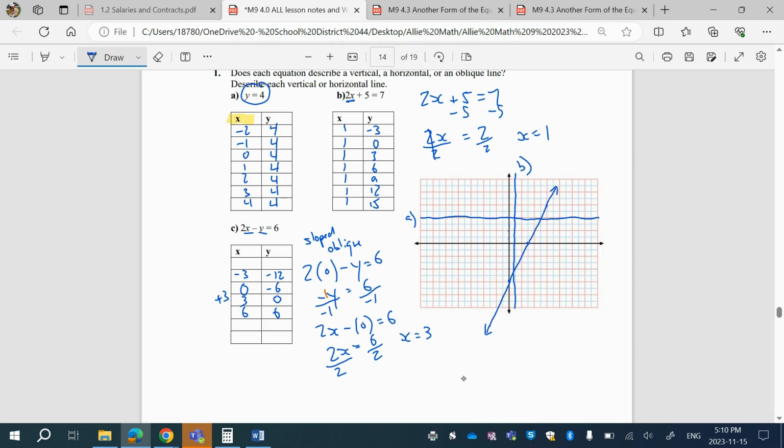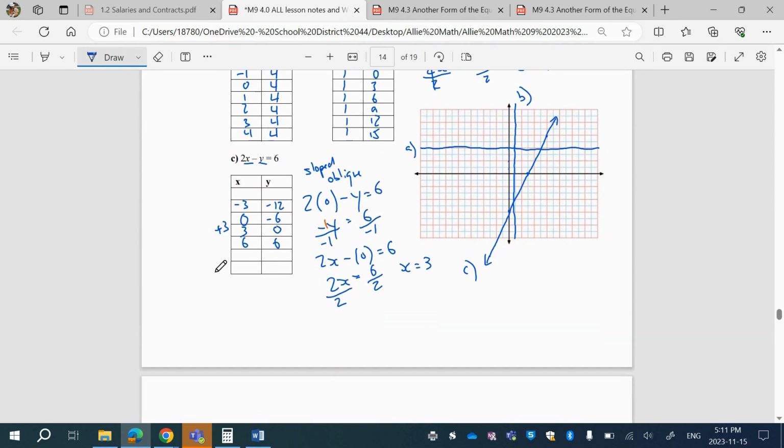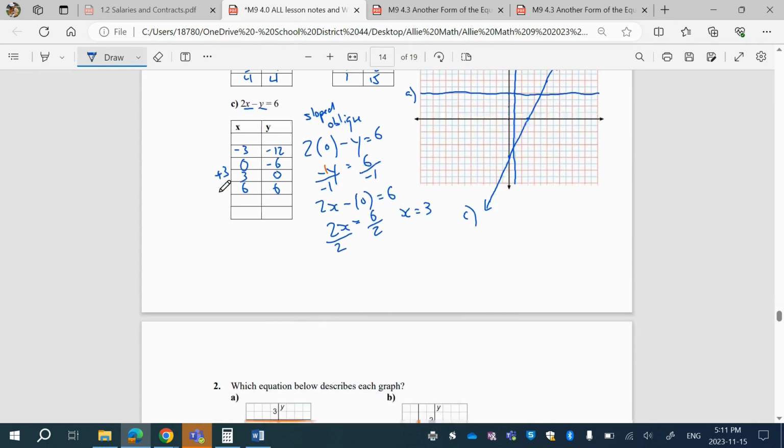Okay, go that way, go that way. That's C. Okay, let's look at our next ones. And again, I would start by inputting 0. It's easier to solve these things when you get rid of one of the variables, essentially.